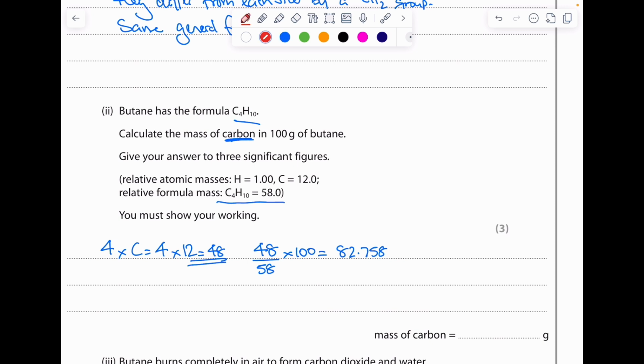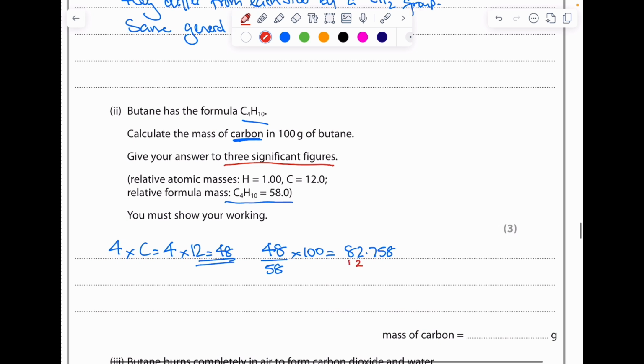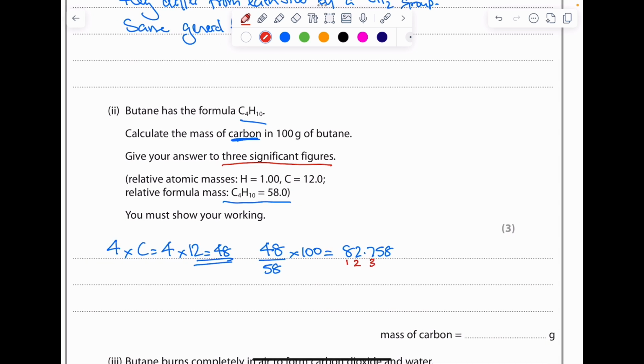The question says, and be careful, 3 significant figures. So 1, 2, 3, 4. Because this one here is 5 or greater, then what I'm going to do is add 1 to that 7, so that's going to become 82.8. There's 3 marks in here, so I've got 1 mark for giving it as 3 significant figures. I've got 1 mark in here for doing 48 divided by 58, and then another mark for timesing it by 100.